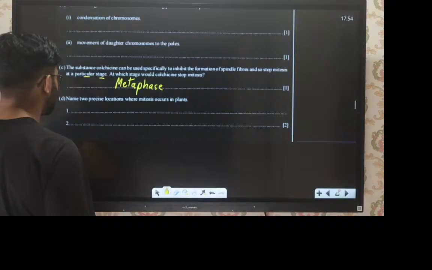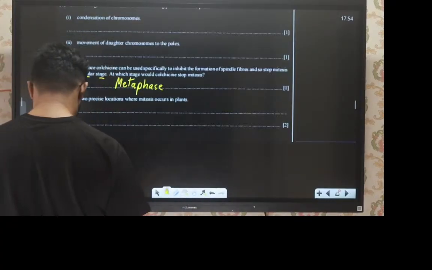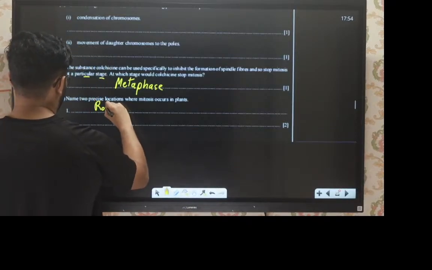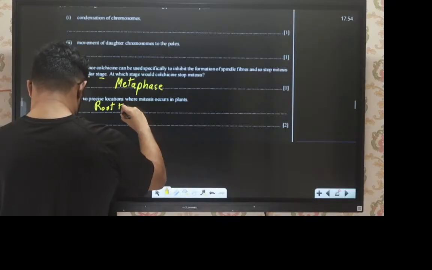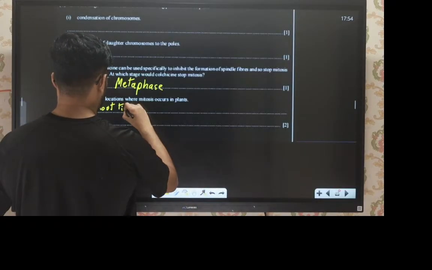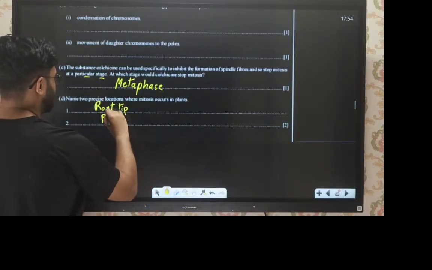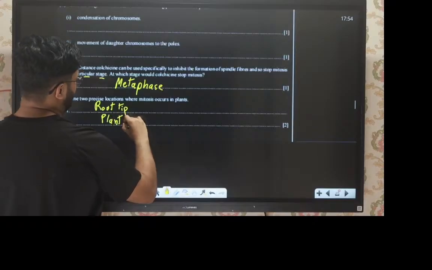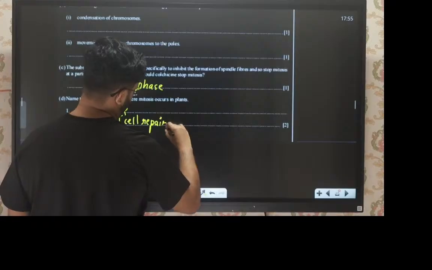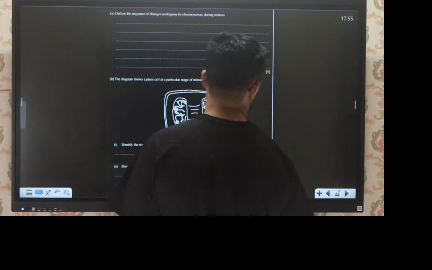Name two precise locations where mitosis occurs in plants. So yeah, you can think of the root tip. You can think of the just overall plant cell for plant cell repair. Right. Let's move on.